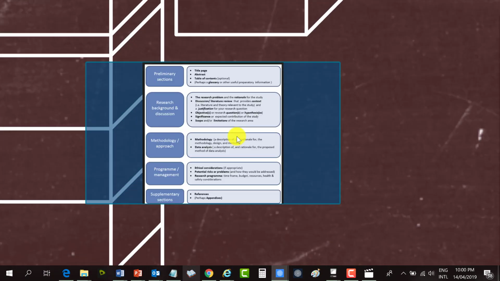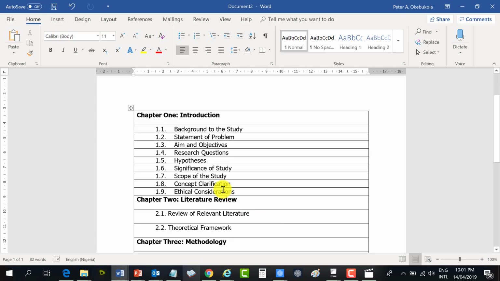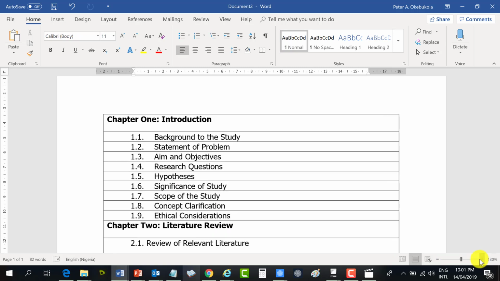That is what we are going to be looking at in this lesson. So we have the preliminary section, which will give their title, the research background, methodology, program management, and supplementary. Now, let me take you on a practical journey. So, by way of practicals, this is the typical outline.